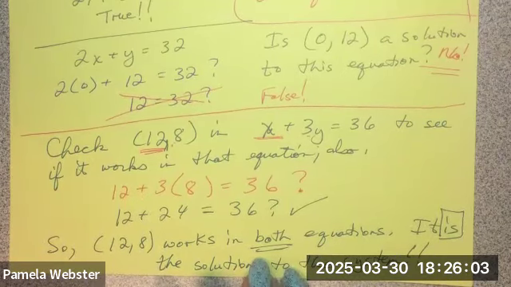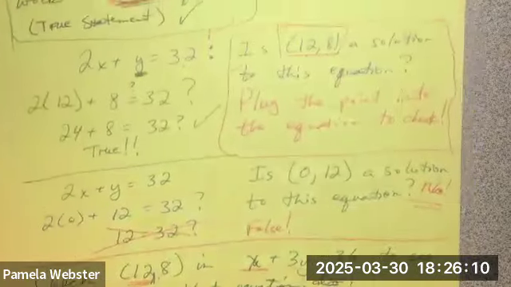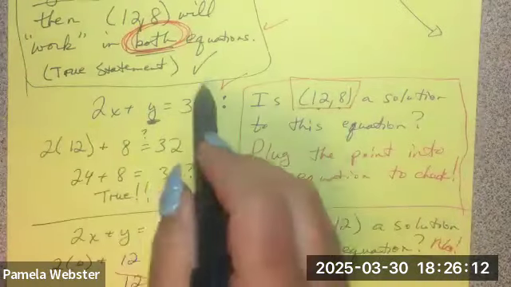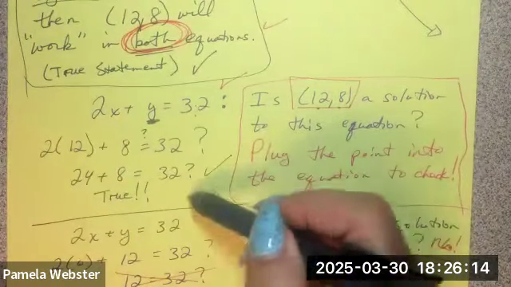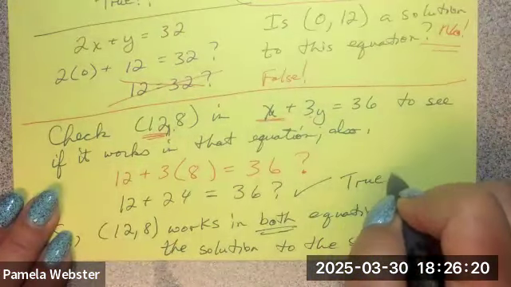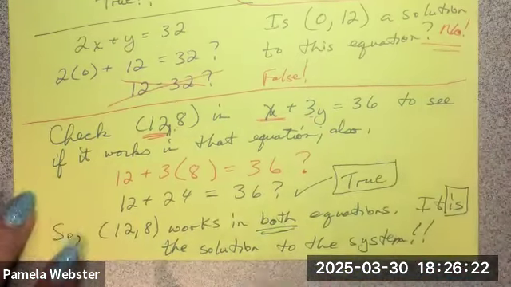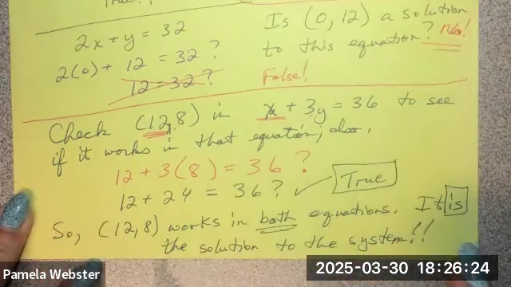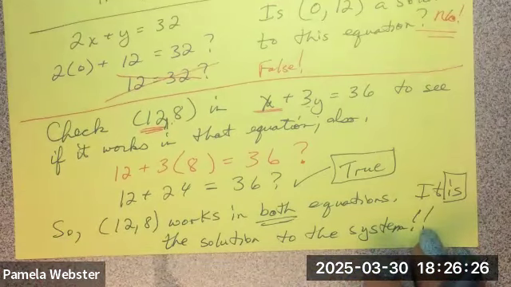You can use it and say, hey, let's check 12(8) because my calculator says 12(8). But then you have to go through and show me where you plugged it into this equation. Okay, it worked there. Okay, I put it in this equation. That's a true statement also. It works there. It works in both equations. So it is the solution to the system.